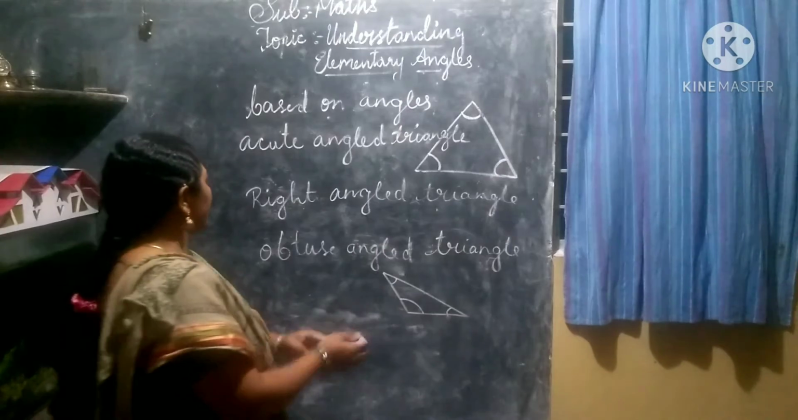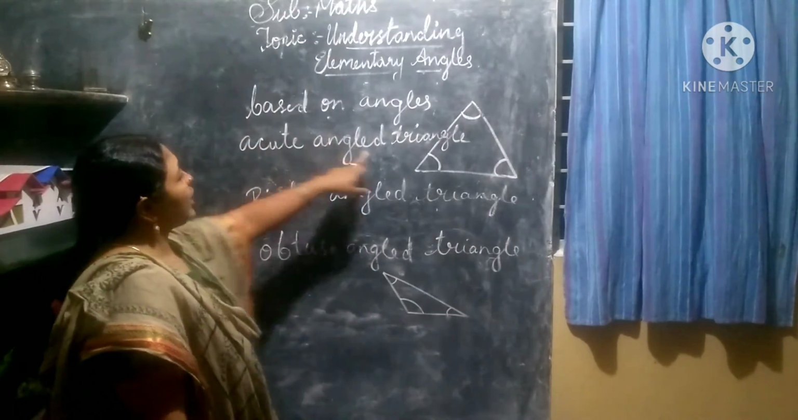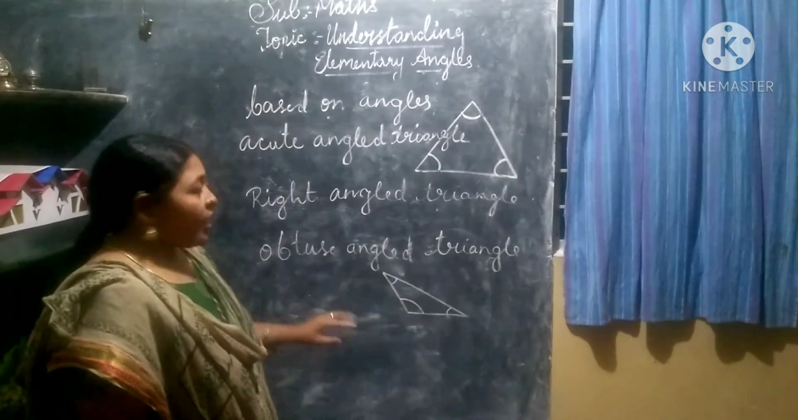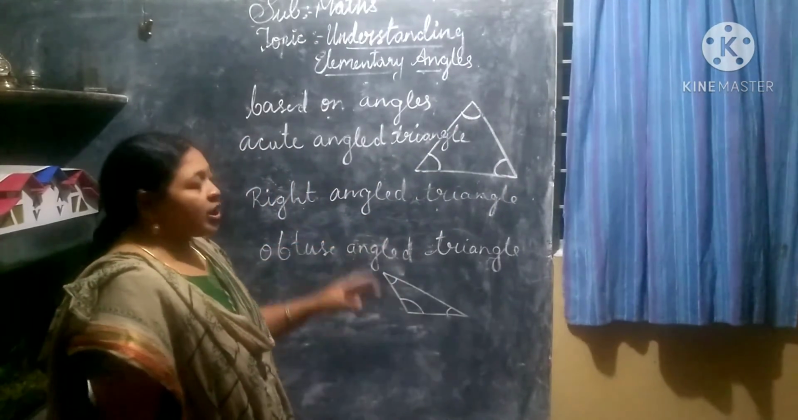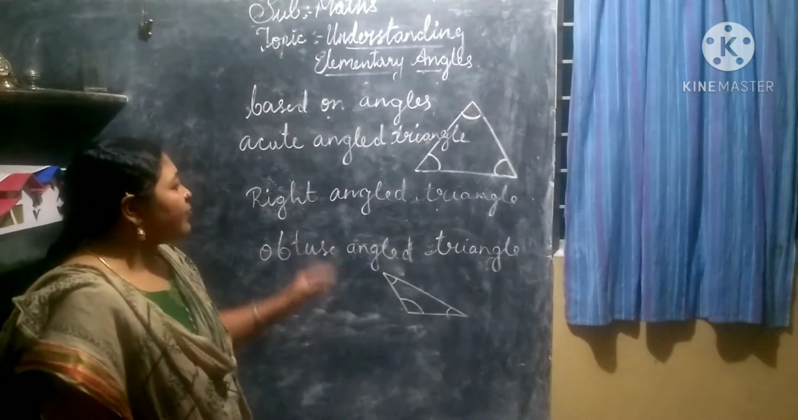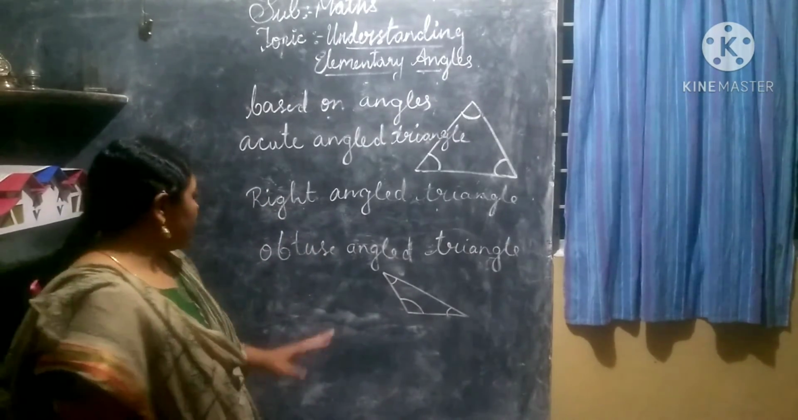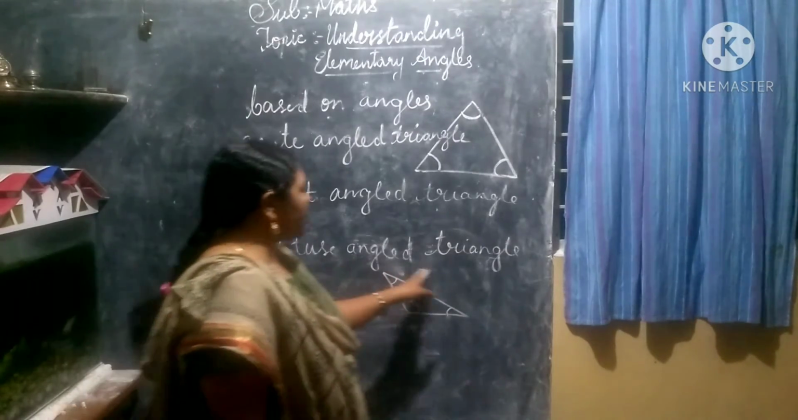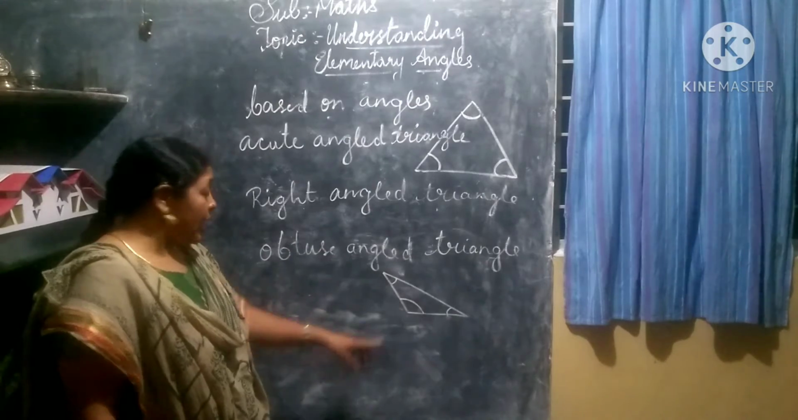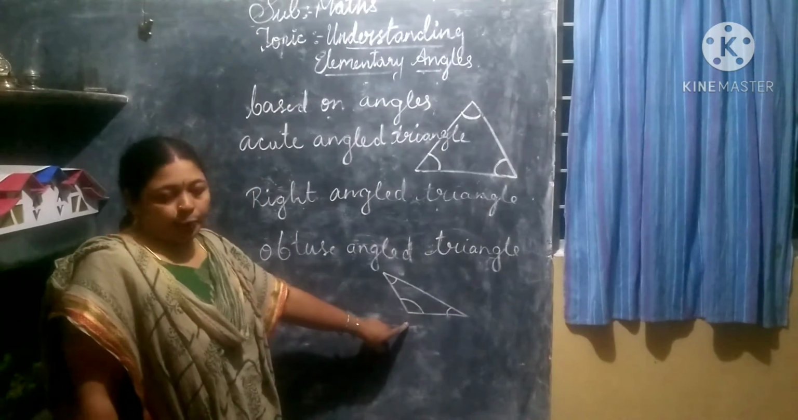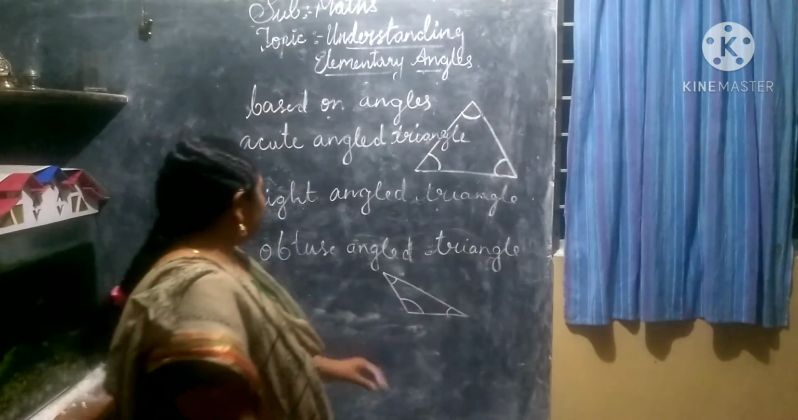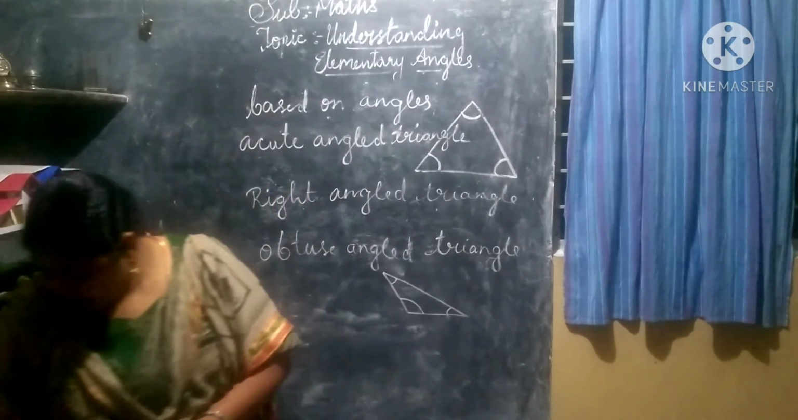Let me revise once again. The first one is the acute angled triangle, where all the 3 angles are acute. Then we have the right angled triangle, when two angles are acute and one angle is a right angle. The third one is the obtuse angled triangle. In an obtuse angled triangle, we have 2 angles as acute and one angle as obtuse. Therefore, it is called an obtuse angled triangle. This is the classification based on angles.